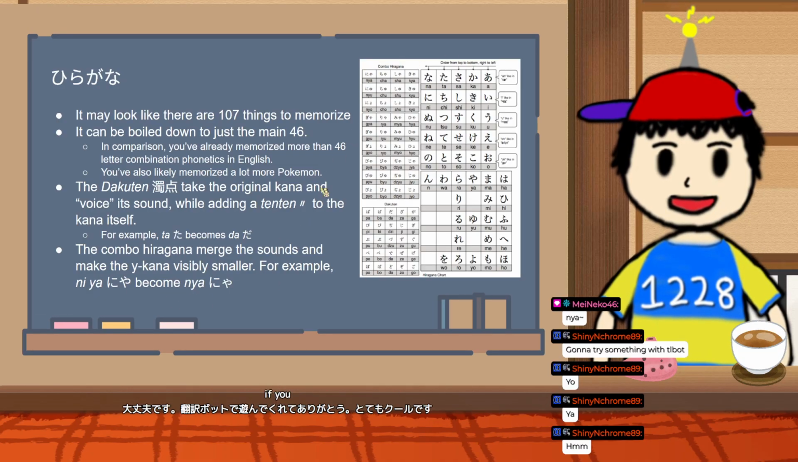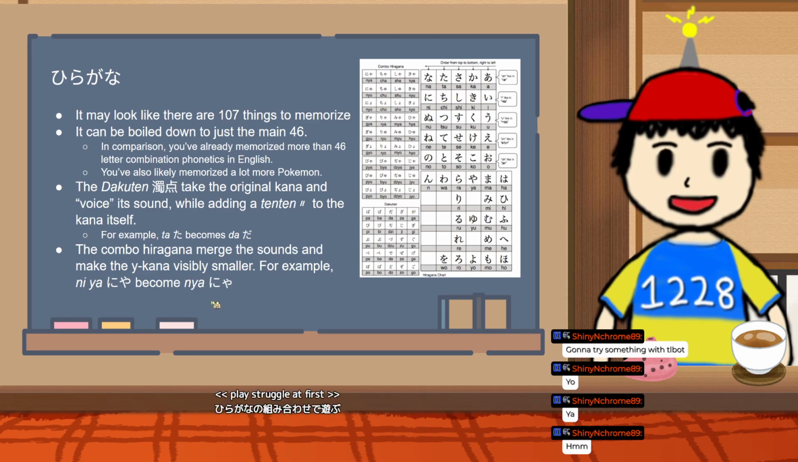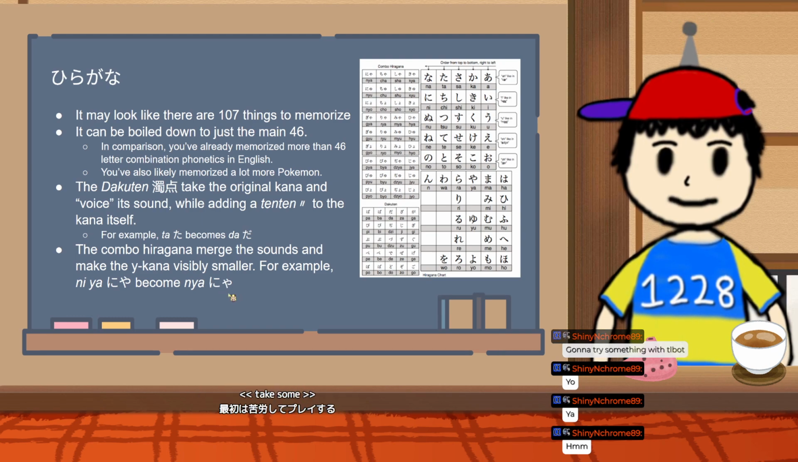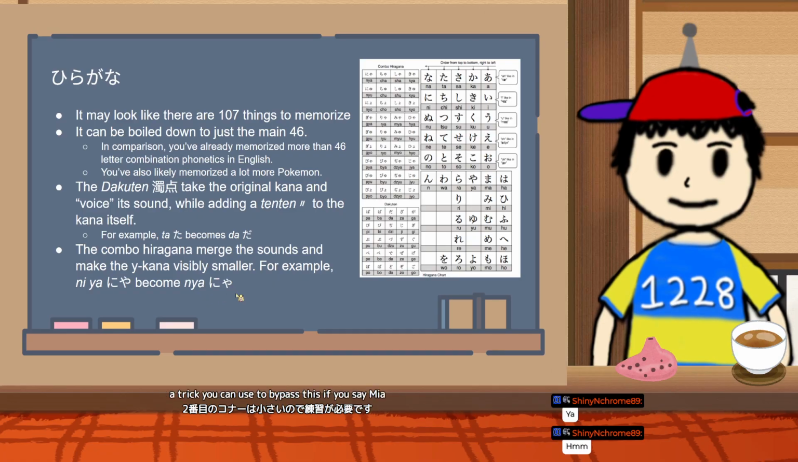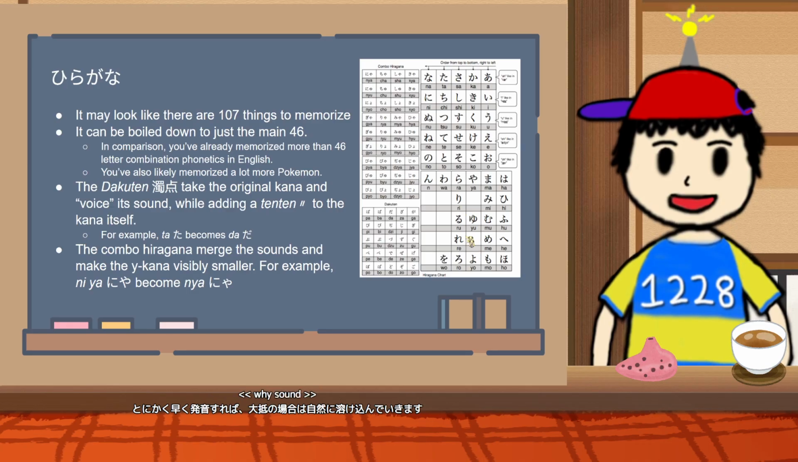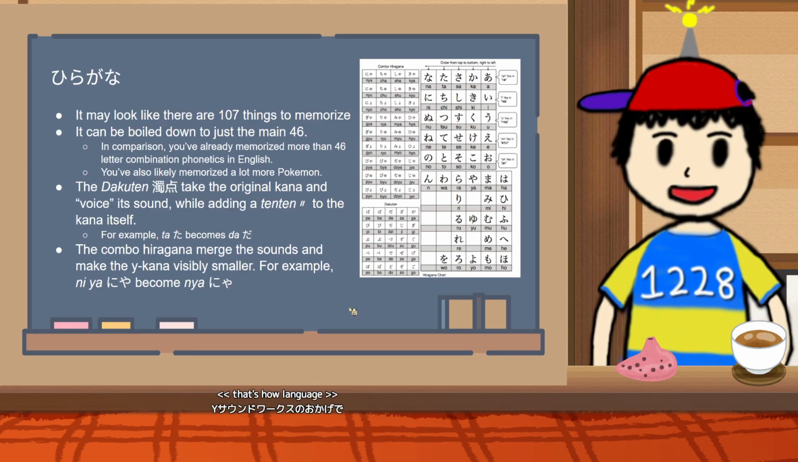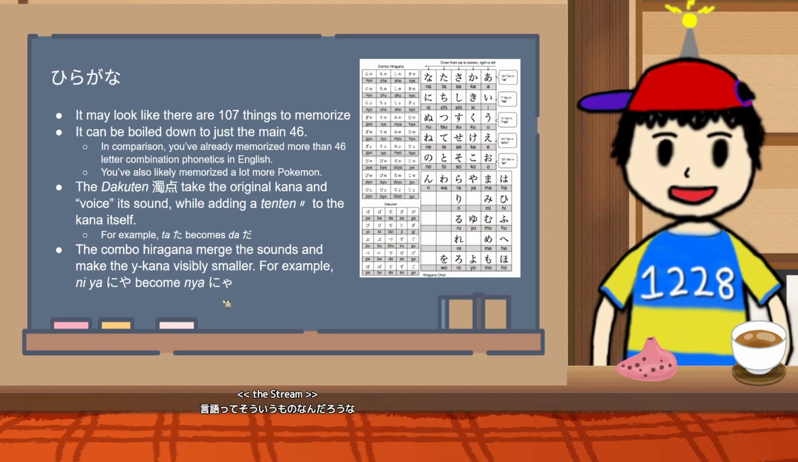If you are struggling with the combo hiragana, it is a struggle at first, because recognizing that the second kana is smaller takes some practice. However, a trick you can use to bypass this, if you say ni ya, nya, if you just say them really fast, it kind of merges into itself anyways in most cases, thanks to the way the Y sound works. That's how language works, I guess. So if you want to take anything away from the stream, you now know how to say nya.